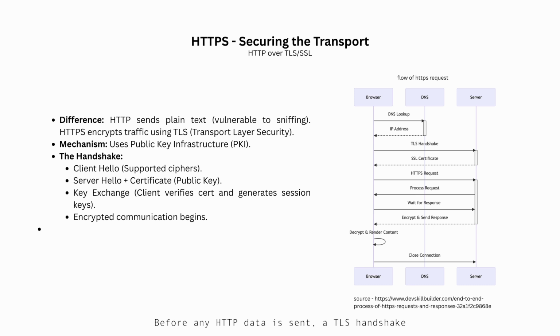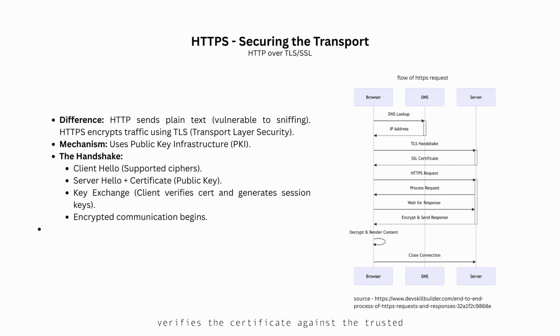Before any HTTP data is sent, a TLS handshake occurs to establish encrypted communication. Here's how it works. The first step is the client hello. Your browser says, hey, here are the encryption methods that I support. Then the server sends a hello and a certificate. The server says, let's use this cipher, and here's my certificate to prove that I am really who I am claiming to be. Then a key exchange happens.